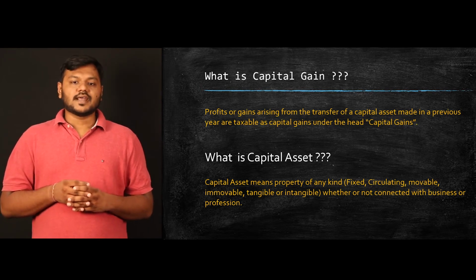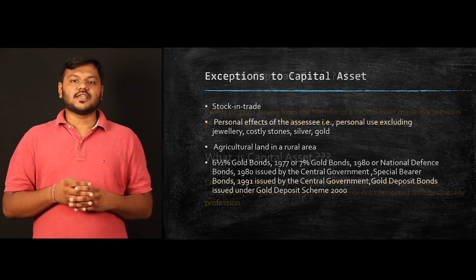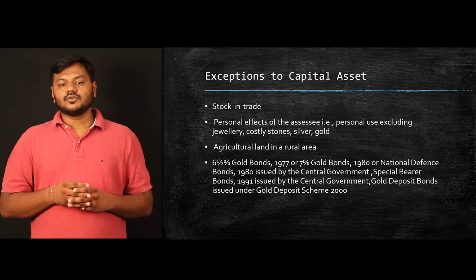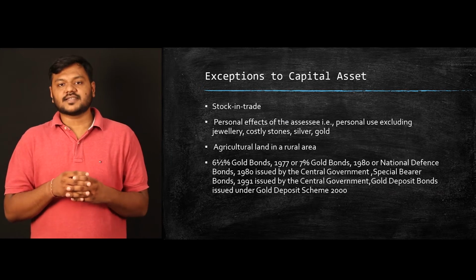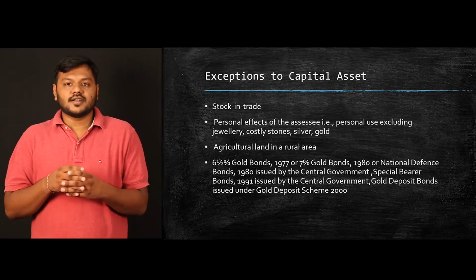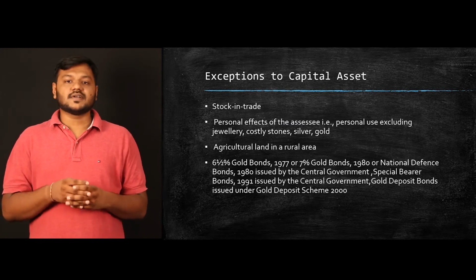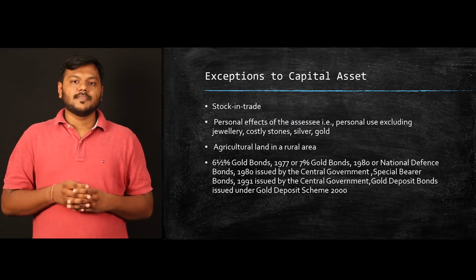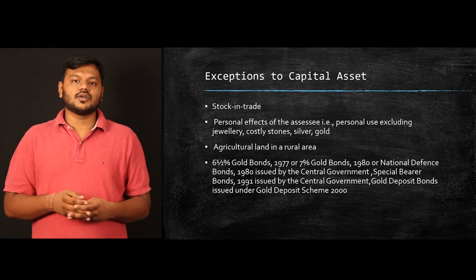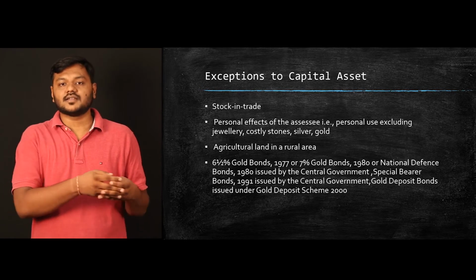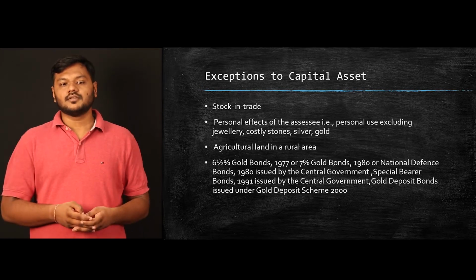Now there are certain exemptions given under the name of capital asset. So I am going to show you certain assets which are covered under the definition of asset, but they are not capital asset. The first is stock in trade. Any stock which you are holding in your business, if you sell that stock, that will not be part of capital gain because it is already charged under the head of business and profession.